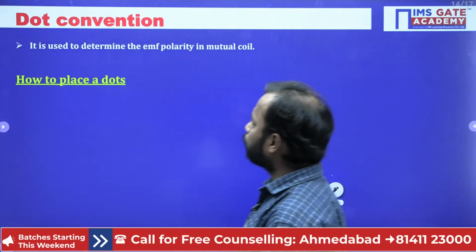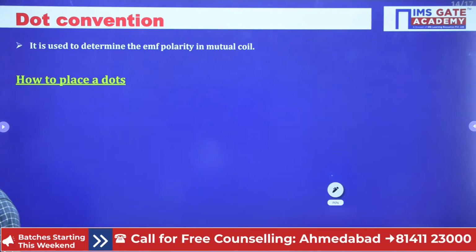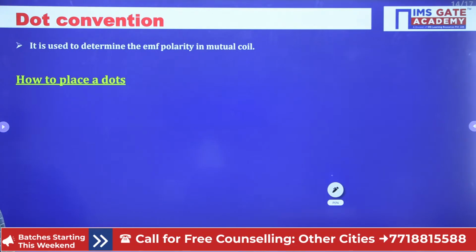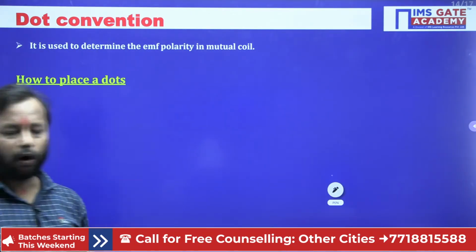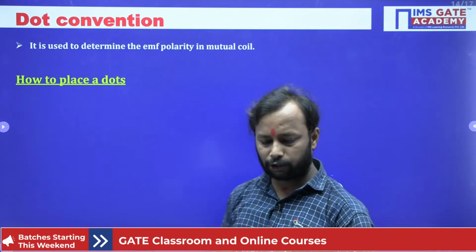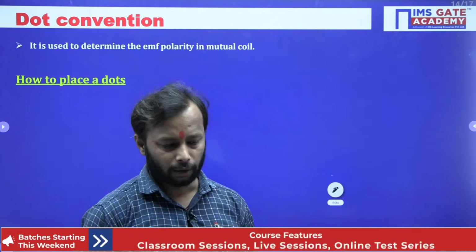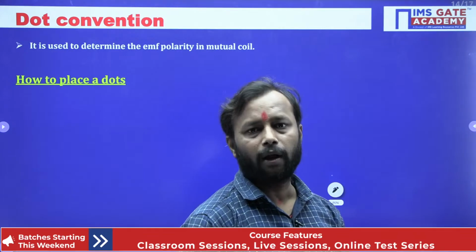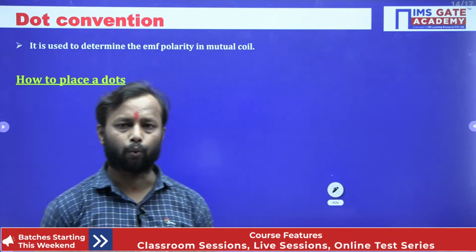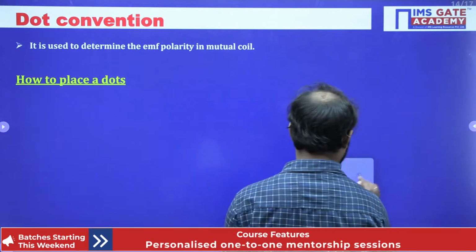Now let us come to the next part, which is dot convention. Now what do you mean by dot convention? See, the dot convention is used to find the polarity of the EMF in the mutual winding. In the mutual winding. So what do you mean by this?